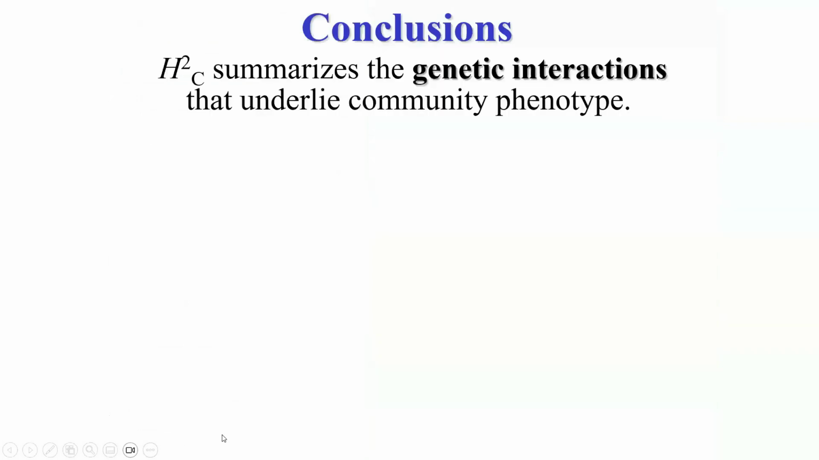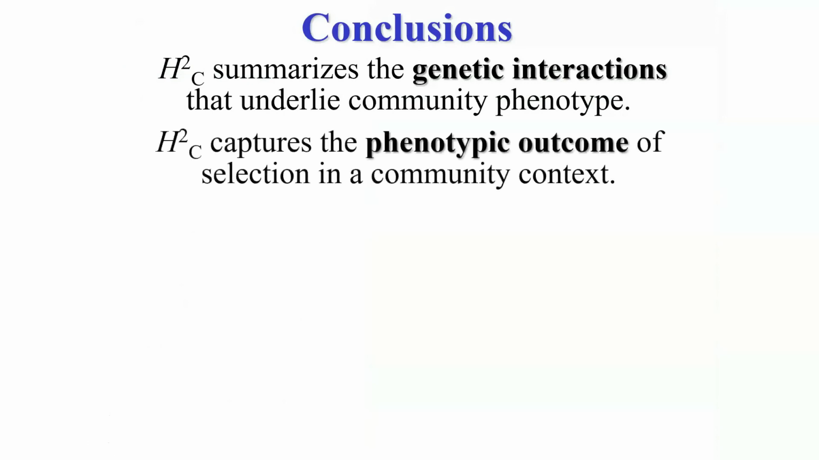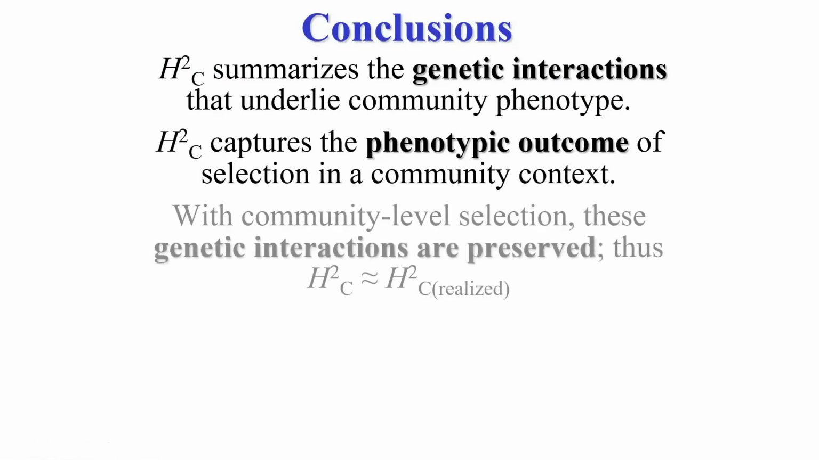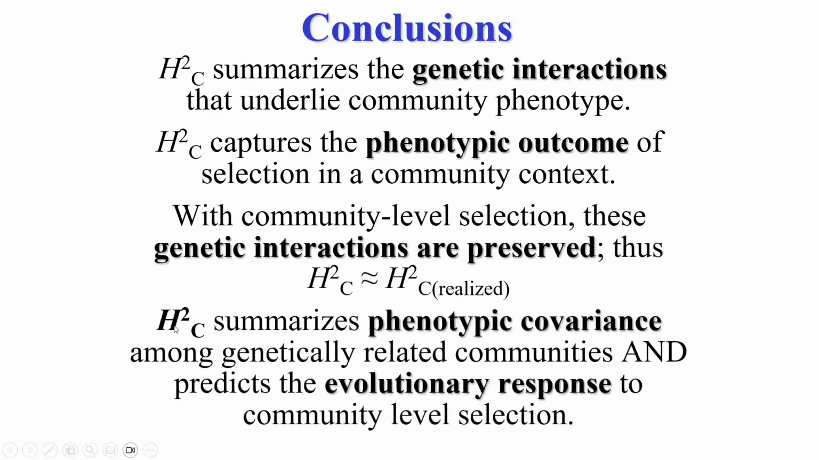In Ecology and Evolution. In conclusion, broad sense community heritability summarizes the genetic interactions that underlie community phenotype. Broad sense community heritability also summarizes the phenotypic outcome of selection within a community context. Because genetic interactions are preserved with community level selection, this is the explanation for why broad sense community heritability and realized heritability might be equivalent. And so community heritability not only summarizes the phenotypic covariance among genetically related communities, it also predicts the evolutionary response to community level selection.